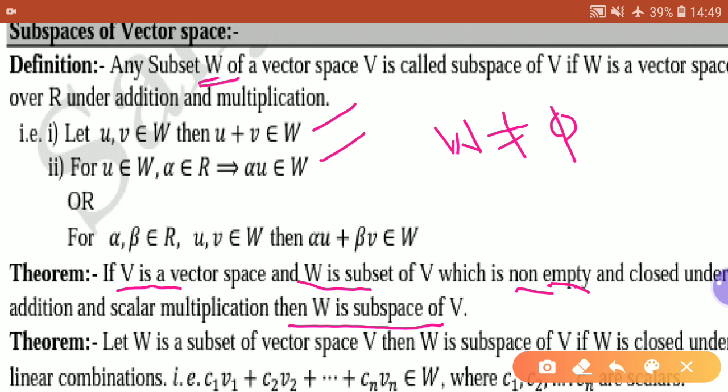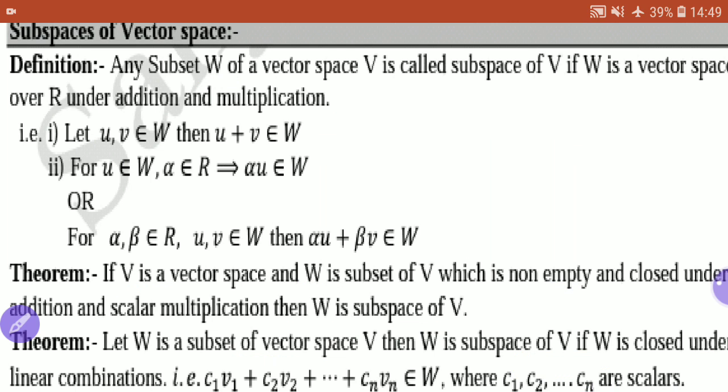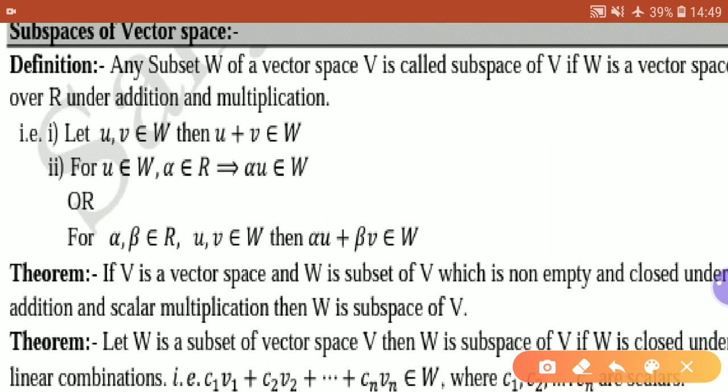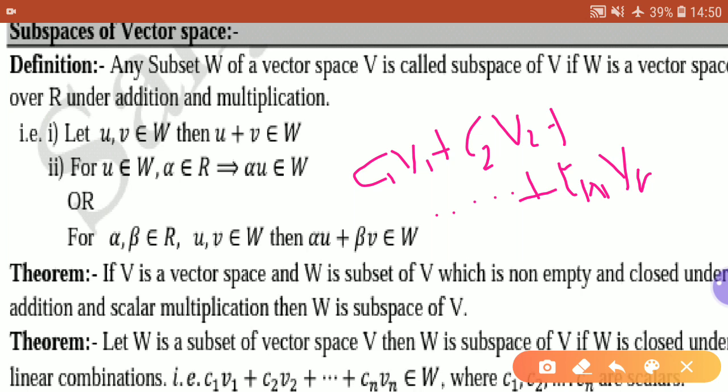Another theorem related to subspaces is: let W be a subset of a vector space V, then W is a subspace of V if W is closed under linear combination, that is, C1 V1 plus C2 V2 plus dot dot dot plus Cn Vn belongs to W. Closed under linear combination means this addition C1 V1 plus C2 V2 plus dot dot dot plus Cn Vn, which you can call a linear combination.